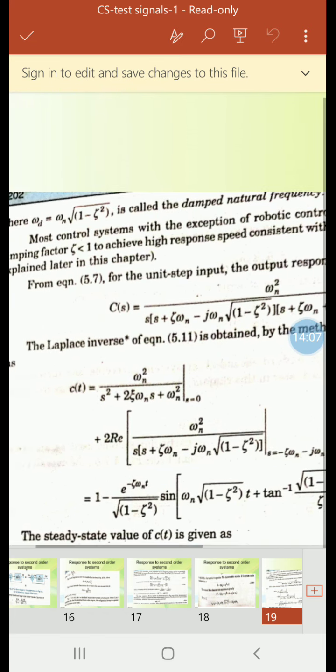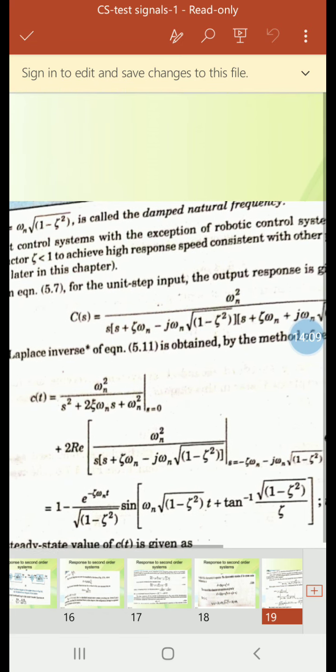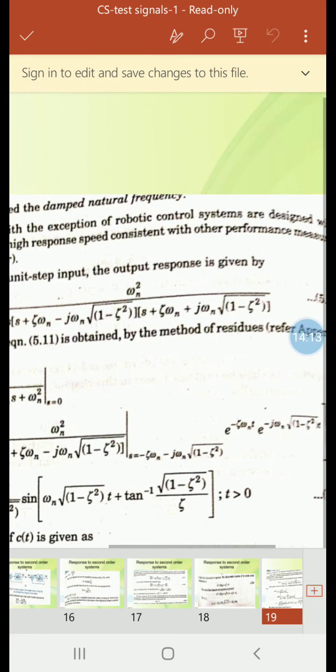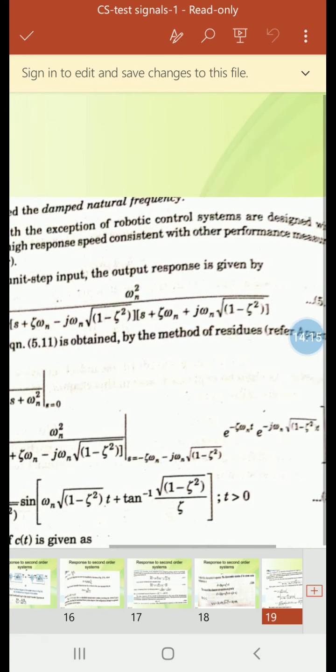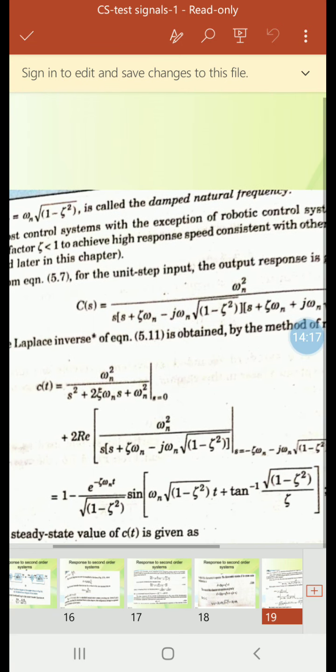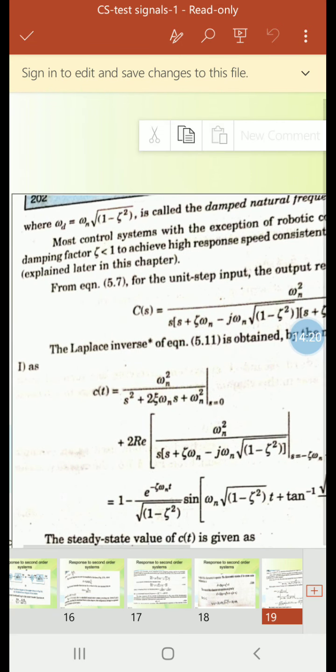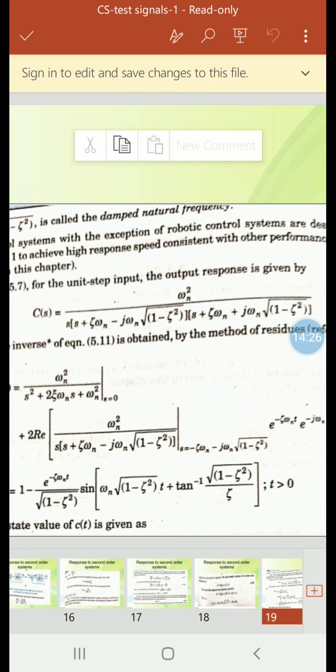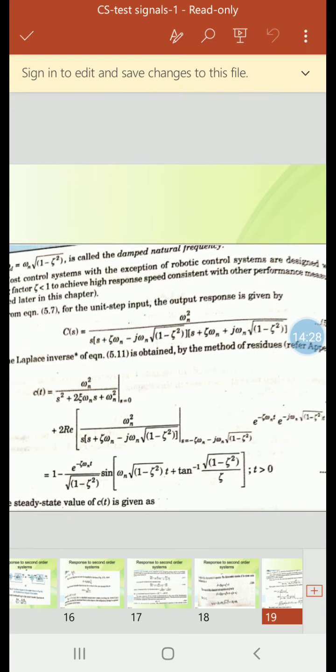Omega d is called damped natural frequency. Most control systems, except robotic control systems, are designed for damping factor less than 1. Why? Because to achieve high response speed consistent with other performance measures.